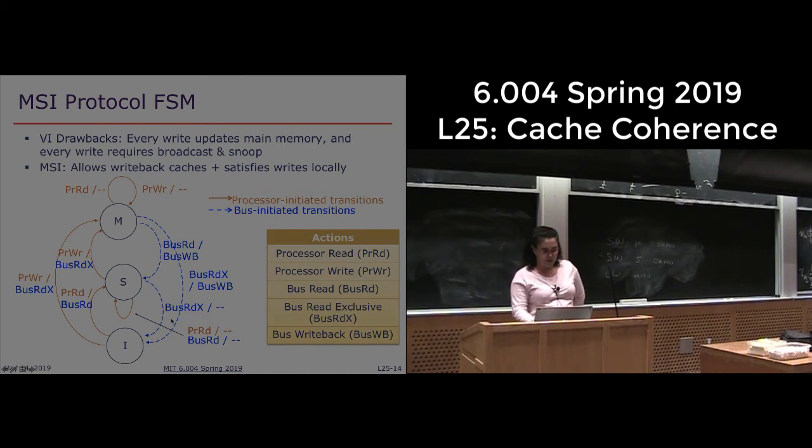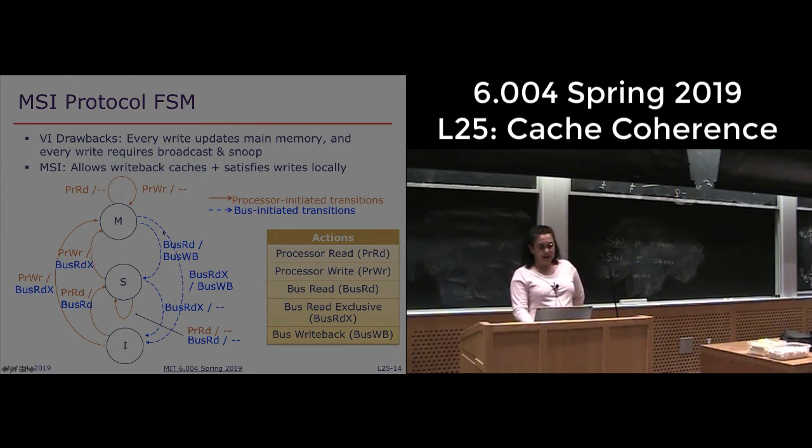Okay, so the two arrows that I'm talking about right now are this one, which is I was in shared, I see a bus read exclusive, and so I don't need to update anything in main memory, so I just go directly to my invalid state.